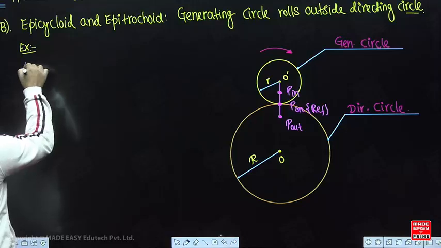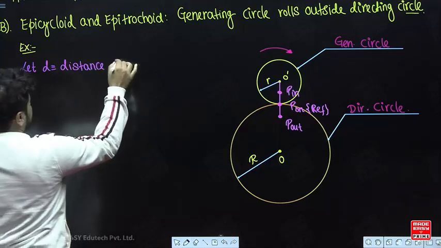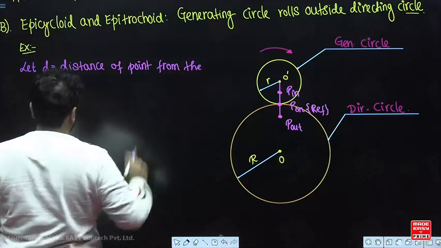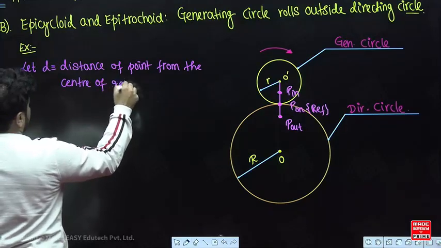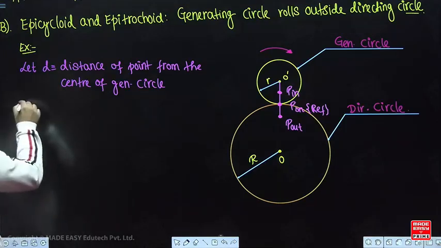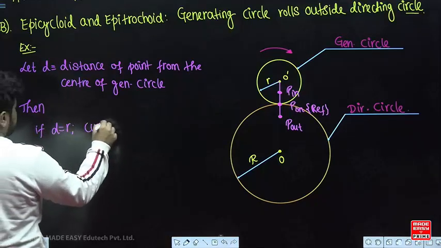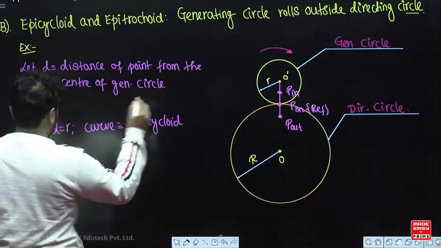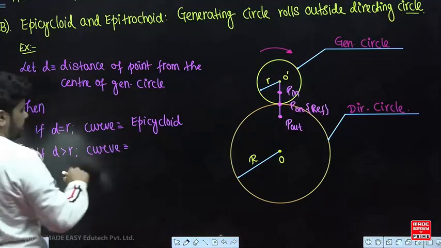So the same situation: let D be the distance of the point from the center of the generating circle. Then if D is equal to R, the curve that is traced is called an epicycloid, right? If D is greater than R, then the curve that is traced, now D greater than R, okay.